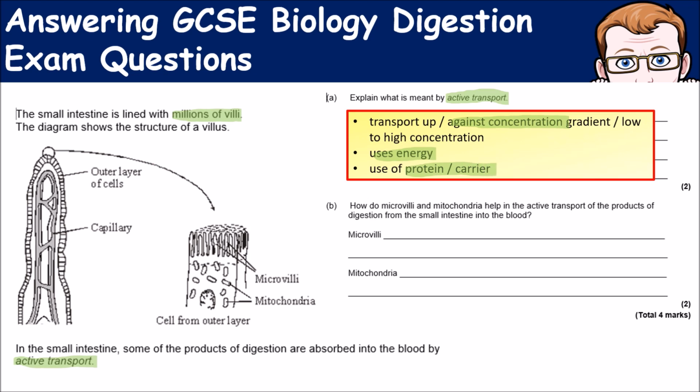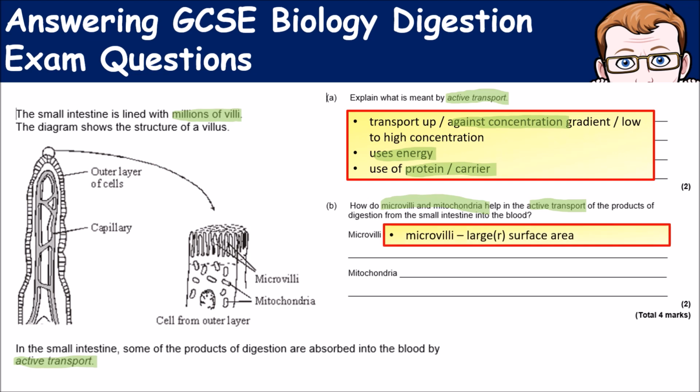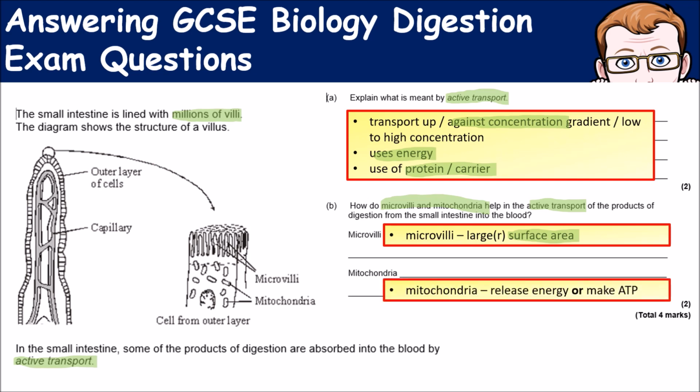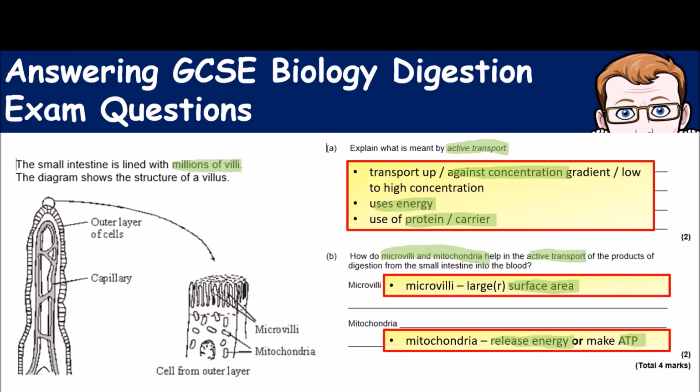The second part is how do microvilli and mitochondria help active transport, relating it back to the active transport of the products of digestion from the small intestine into the blood. The microvilli increase the surface area, and the mitochondria release energy, or ATP, which is needed to carry out active transport.